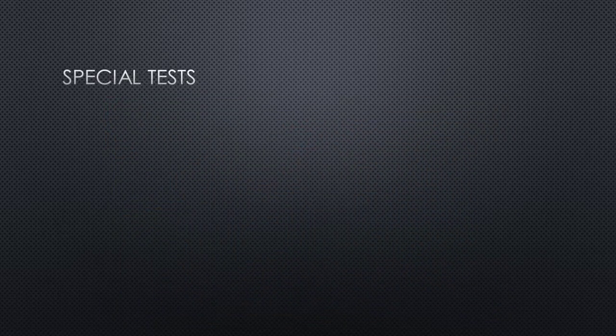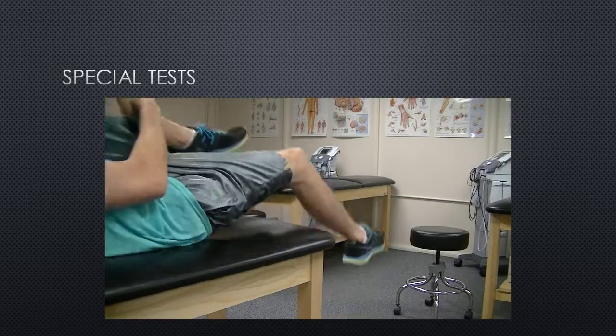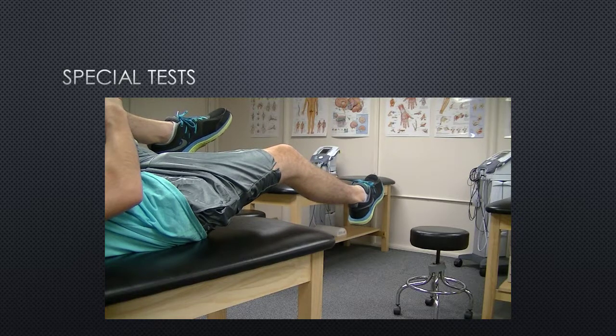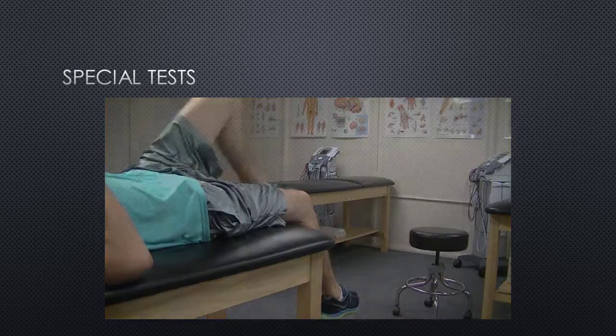A Thomas test is going to be used to assess the iliopsoas, rectus femoris, and sartorius. During a Thomas test, the person simply pulls the knee to their chest, lays back, and you as an assessor take a look at the opposite hip and leg. When the hip comes off of the table, that is positive for a tight iliopsoas. The leg may also extend out at the knee, which is going to be something that you see with a tight rectus femoris.